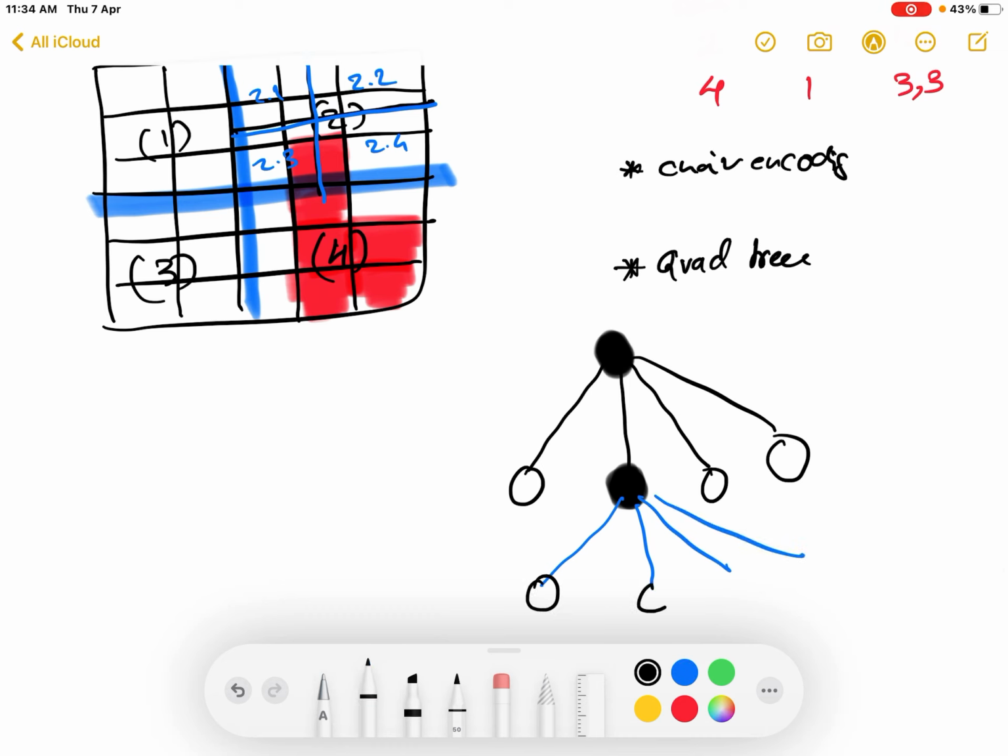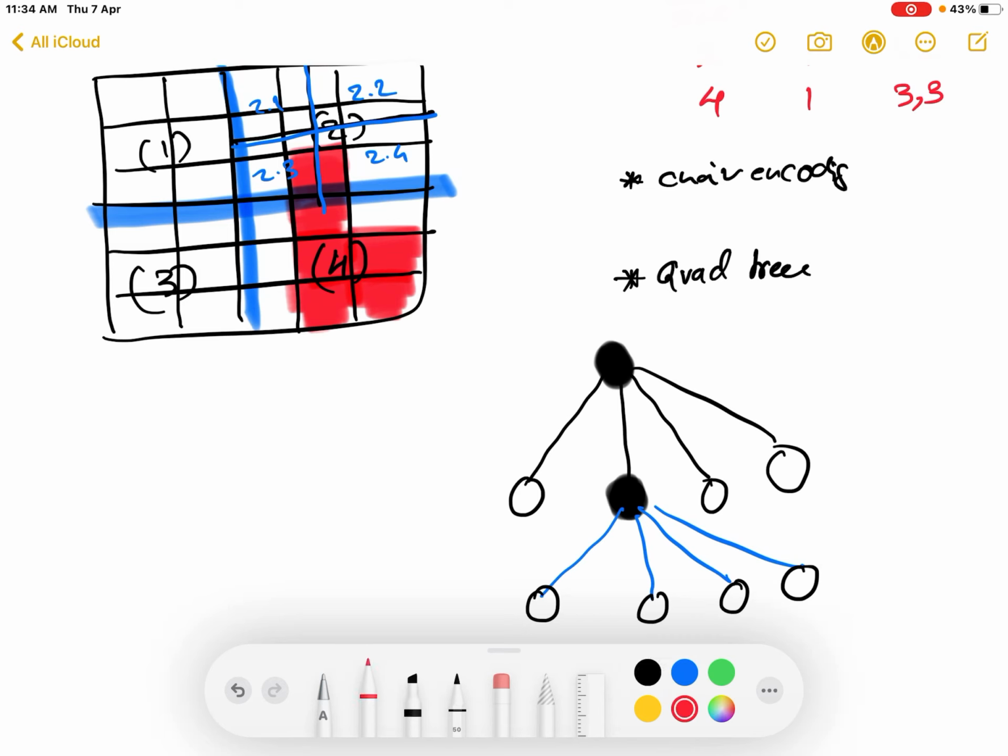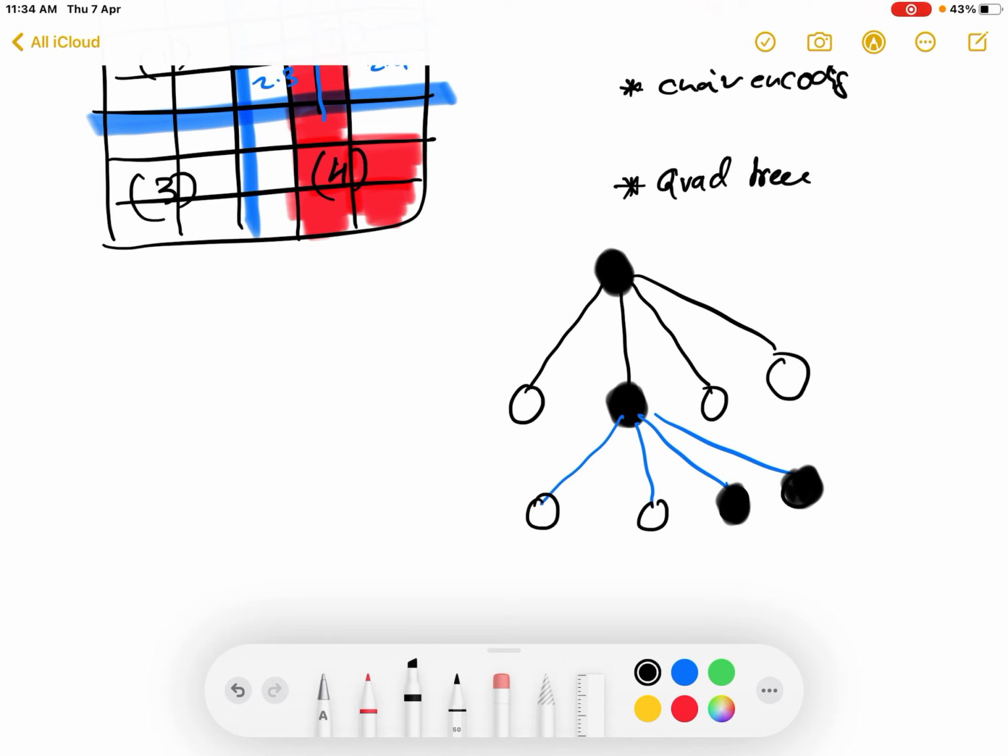So let's represent it like this, and we will be splitting into 1, 2, 3, 4. Right. You can see that 2.1 is empty, 2.2 is empty, 2.3 is not empty, right? So we will be showing it like this. 2.3 is not empty, 2.4 is not empty.